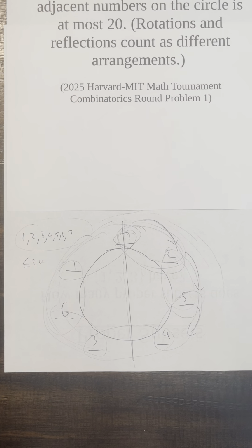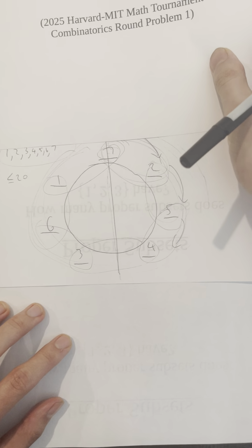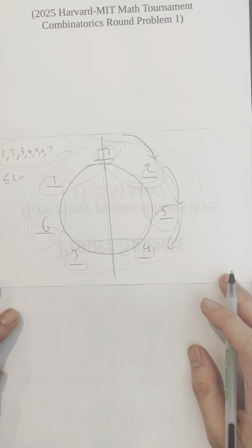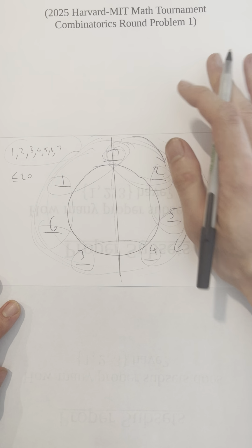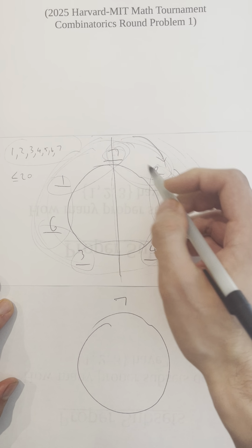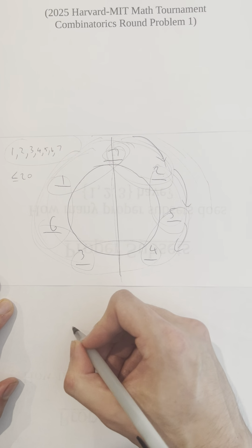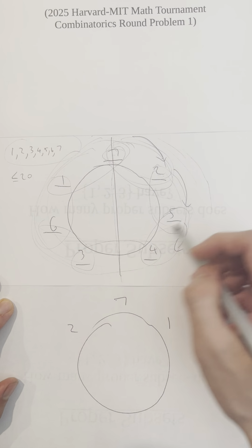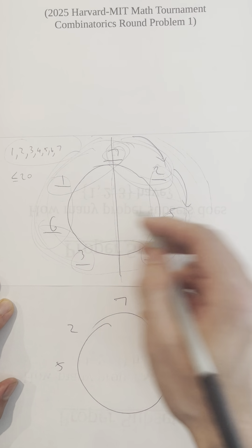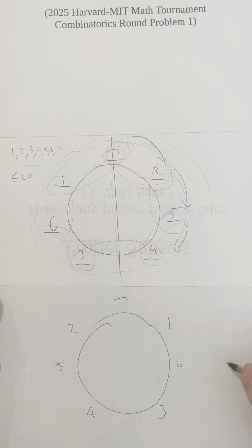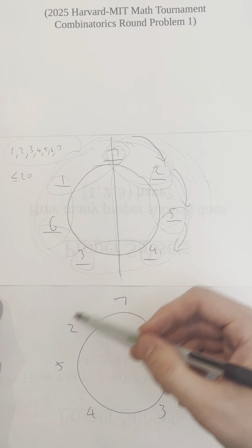So, let's get another sheet of paper. Seven would go here, but we're reflecting across this line. So that means 2 would go here, and then 1 would go here. Let's do it with these two as well. So 5 would go here, and 6 would go here, and then 3 and 4 get swapped as well. So basically, if this works, this also has to work.